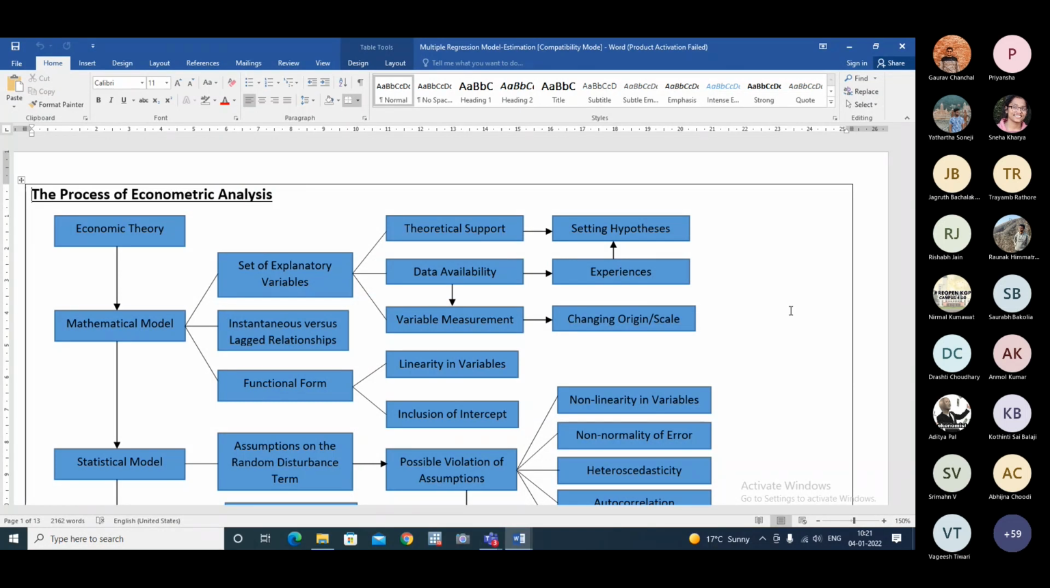In econometric analysis, we'll discuss some issues, some aspects beyond that. To begin with, we should have some understanding of the underlying economic theory. Basically, I'm talking about this step.